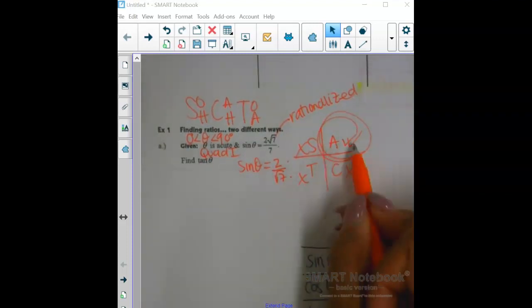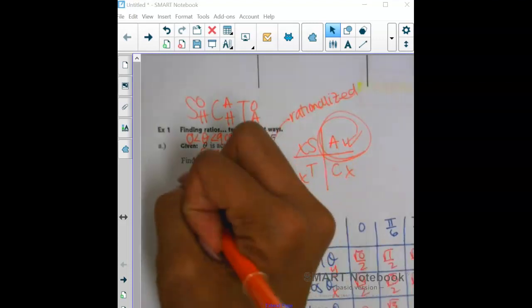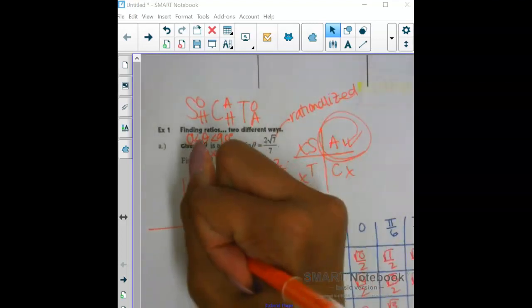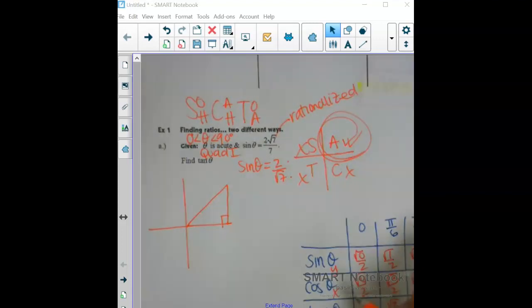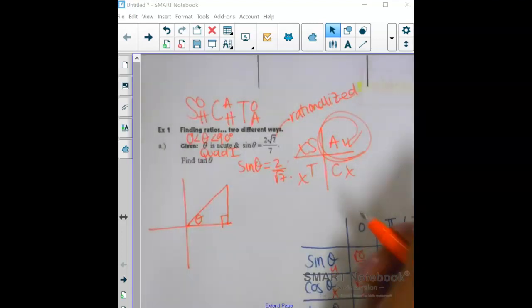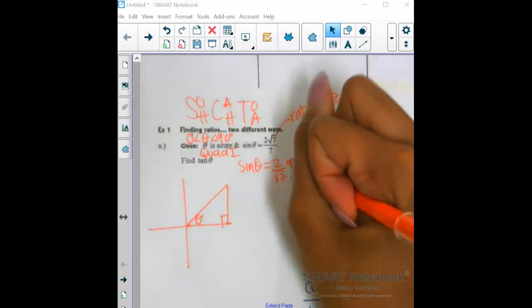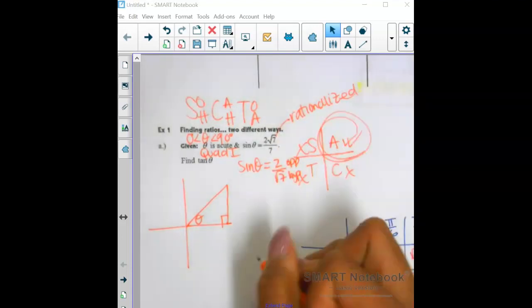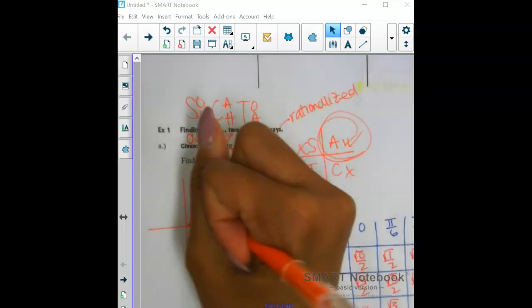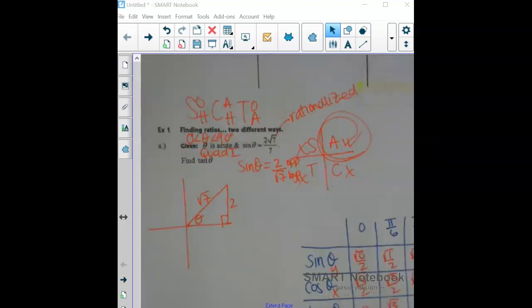Since my triangle needs to be in quadrant 1, not my answer. So let me draw this out. Here's my triangle. Here's my theta. And I'm going to have for sine, this is opposite over hypotenuse. So this is opposite over hypotenuse. So opposite is 2 square root of 7. Now I need to think.